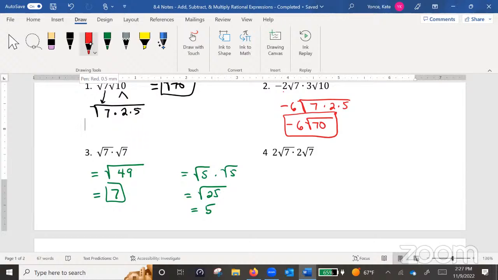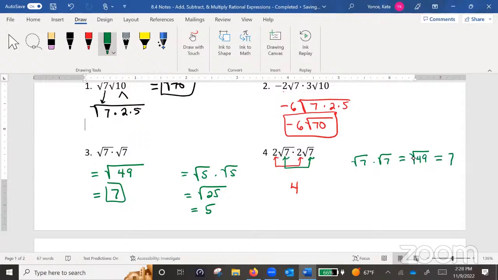Yeah, so we can multiply the 2 times 2, right? What's 2 times 2? 4. And then square root of 7 times square root of 7. Square root of 7 times square root of 7 is? No, it's not 49. It's square root of 49, which is 7. So remember, a radical times itself is the number inside, right?